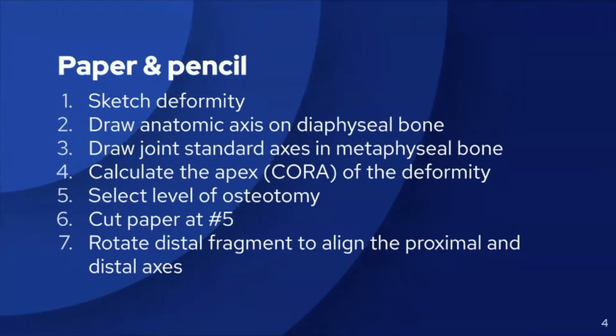So traditionally for paper and pencil, you sketch the deformity, you draw an anatomic axis on the diaphyseal segment of the bone and joint standard axes in metaphyseal bone. You calculate the apex of the deformity at the intersection of those two lines. Then you select the level of osteotomy. You cut the paper at that level and then rotate the distal fragment to align the proximal and distal axes.